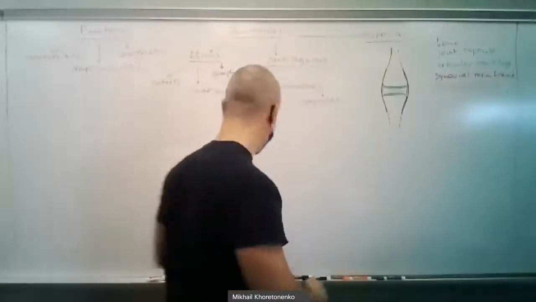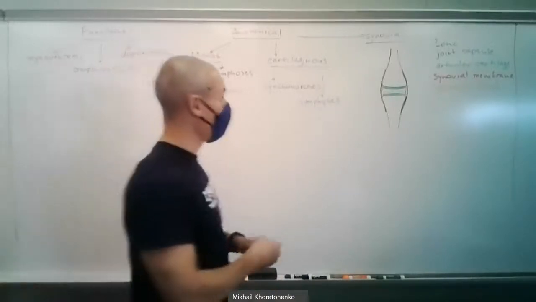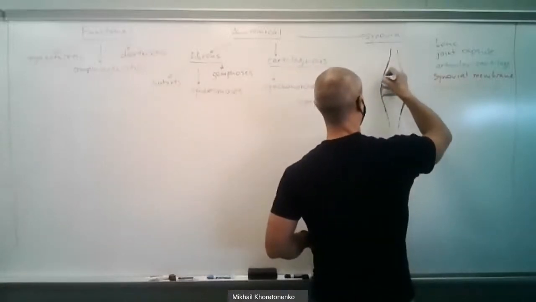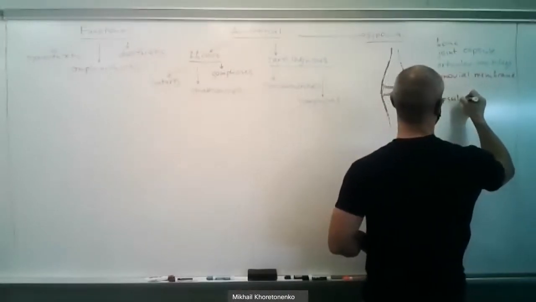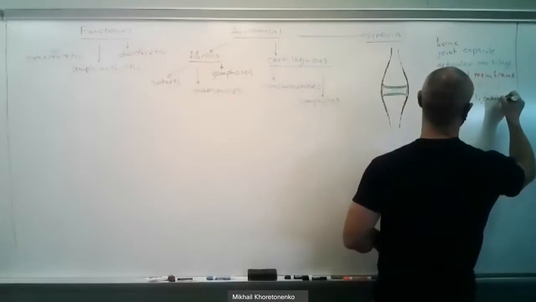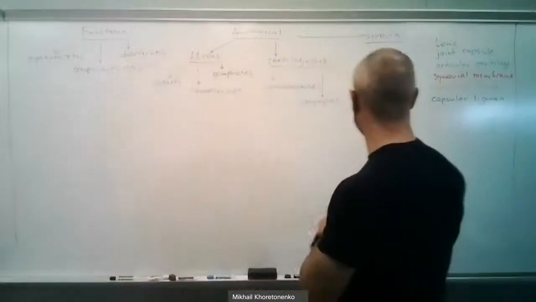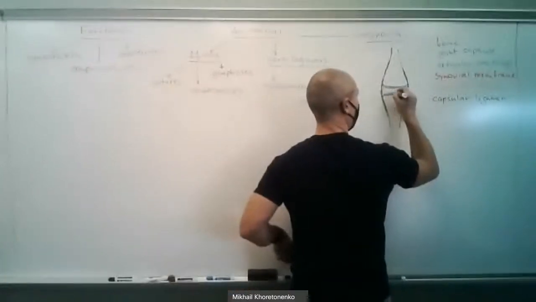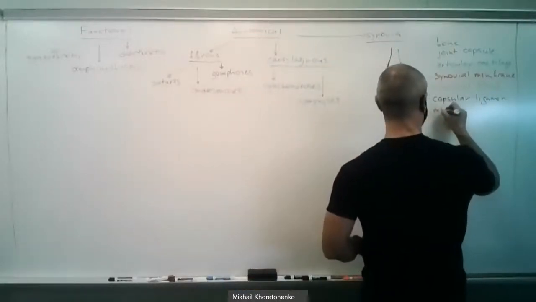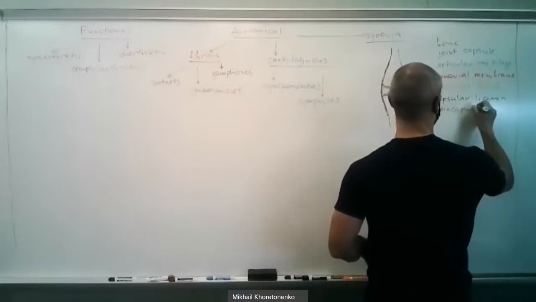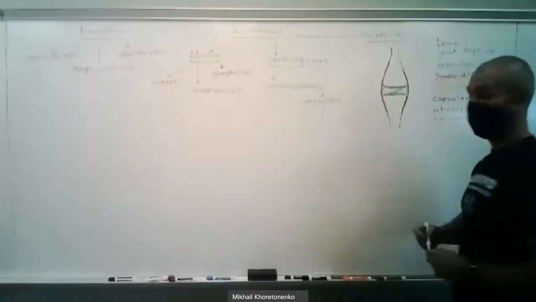Sometimes joints have ligaments. Ligaments can be a part of the capsule. Okay, so that's capsular ligament. They can go outside of the capsule. I'm not going to draw it. It's going to be extracapsular ligament. Or they can be within the capsule, which makes it intracapsular ligament. Are you following me so far?